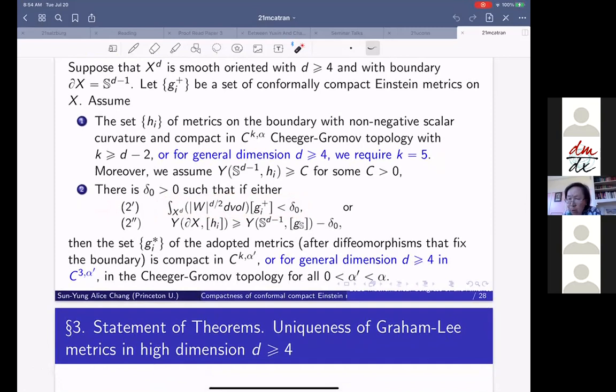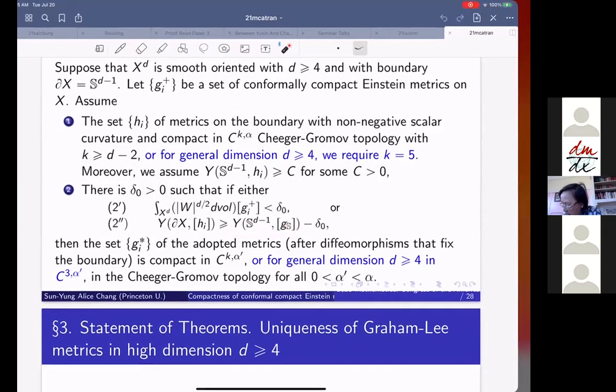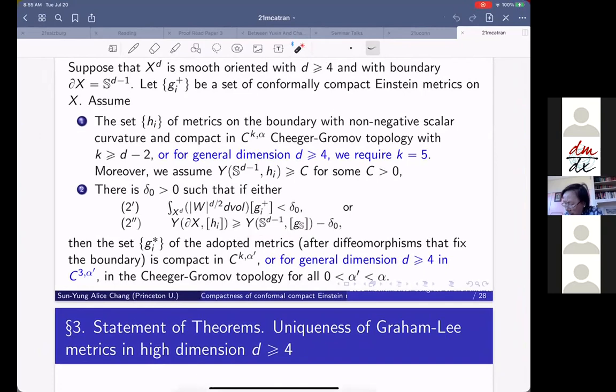This condition turns out to be equivalent to saying the boundary metric has Yamabe class very close to that of the standard canonical metric. I should write GC, the canonical metric on the sphere. So with either condition, the adopted metric, the representative metric we choose, is a compact family. Okay, and then there's a detail about how compact this is in terms of the data given.